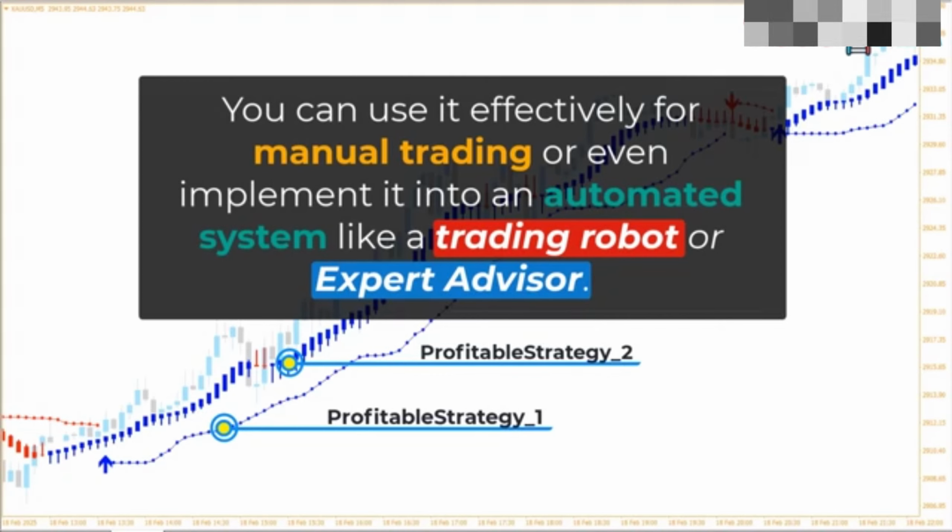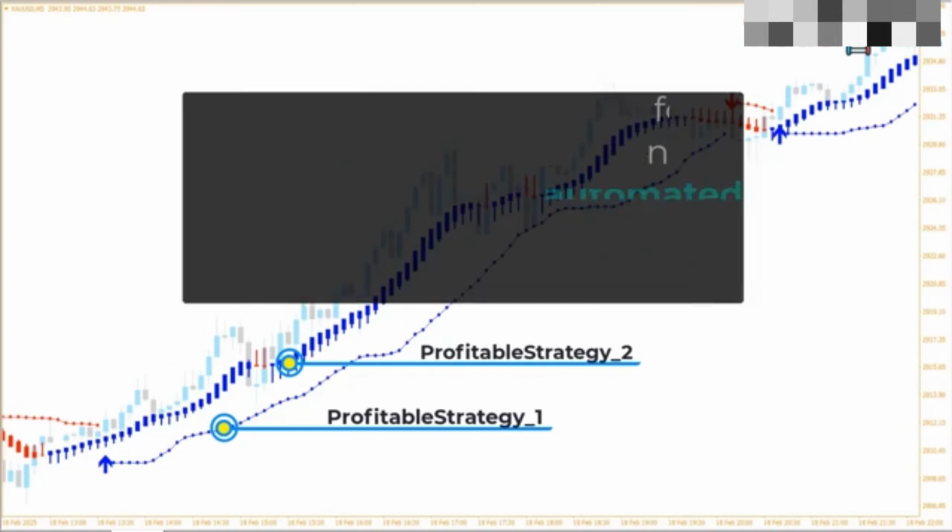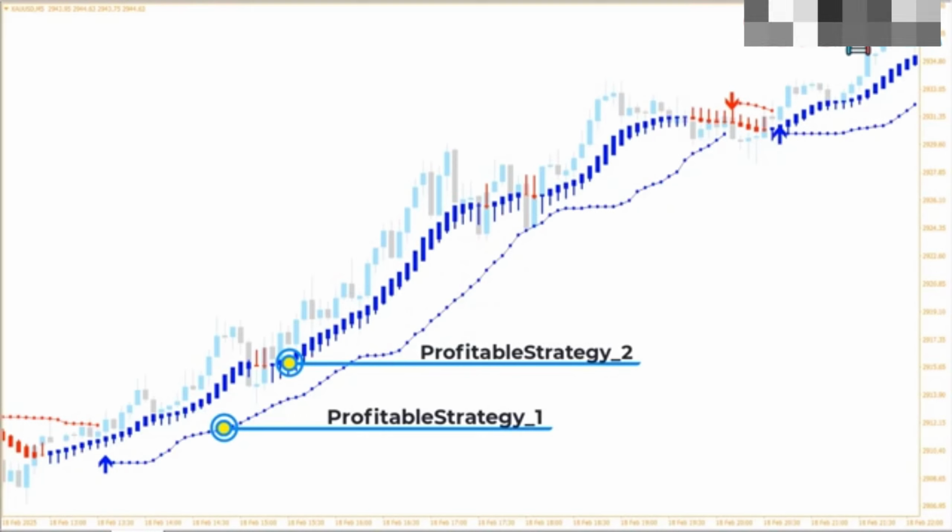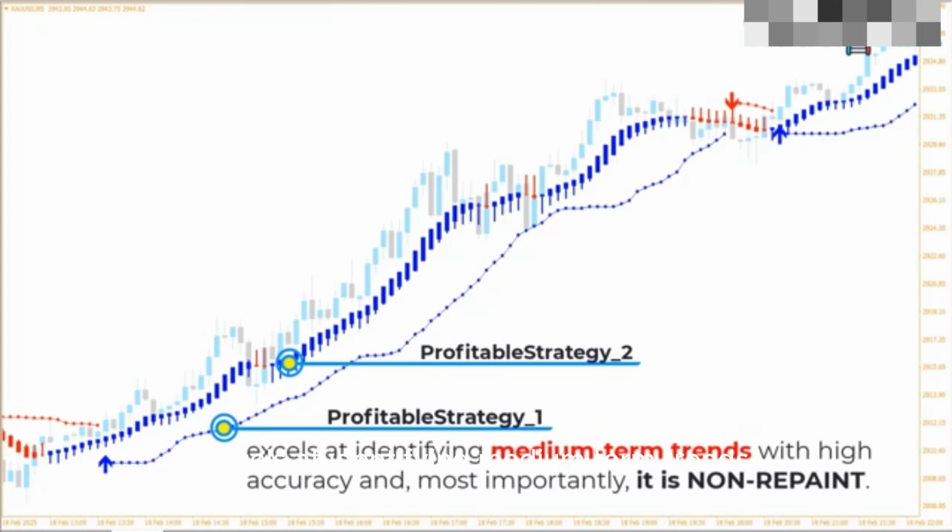This high accuracy trading signal is based on everything we've learned so far about profitable strategy indicator 1 and profitable strategy indicator 2. Now here's the key insight. These two indicators share a critical similarity. They both have the ability to determine market trends. Profitable strategy indicator 1 excels at identifying medium-term trends with high accuracy, and most importantly, it is non-repaint. This is a major advantage because it ensures that past signals remain valid. However, this indicator does not measure trend strength, which is exactly where profitable strategy indicator 2 comes in.